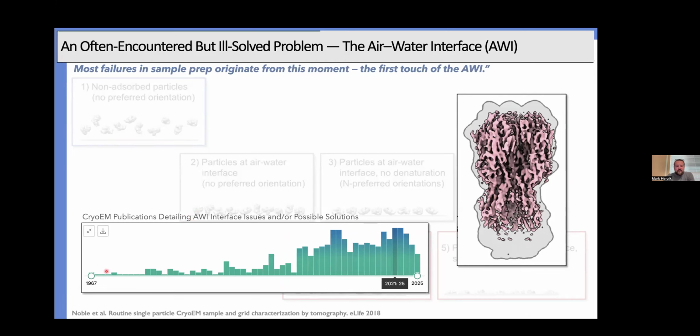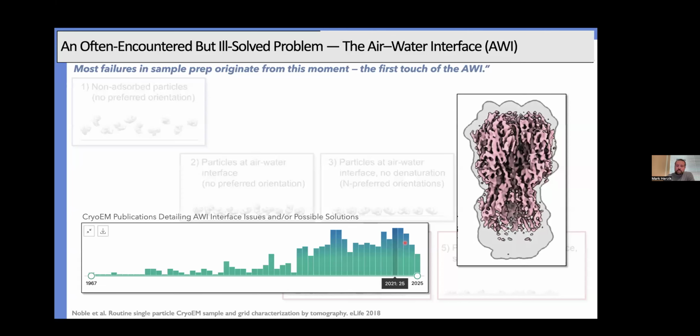Since before EM grids were even made, we started to worry about the air-water interface issues and how to deal with it. And you can see here the number of publications associated with this has not died off effectively. We have not solved this problem no matter how good we become.